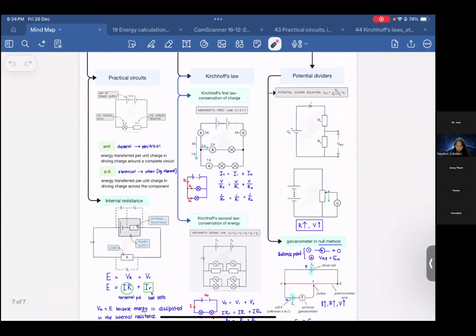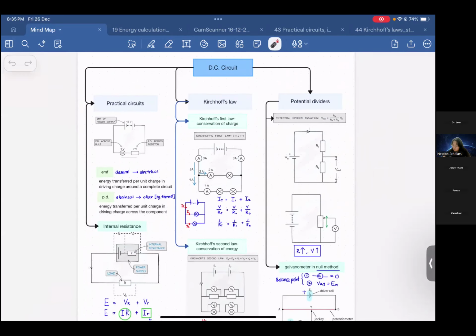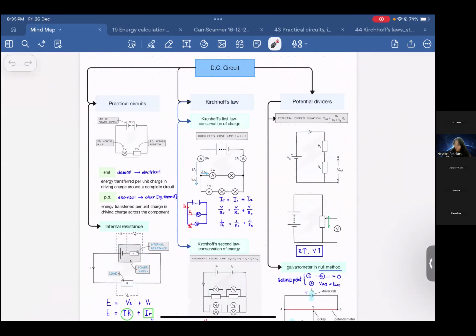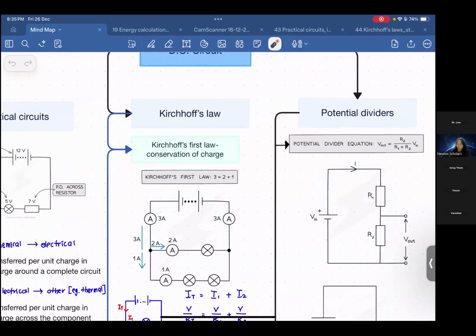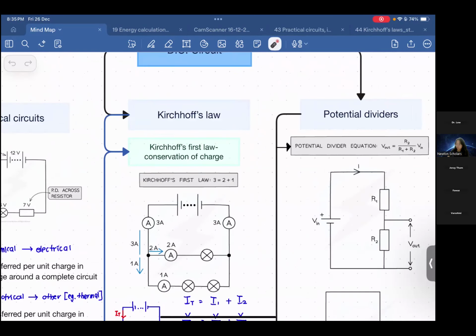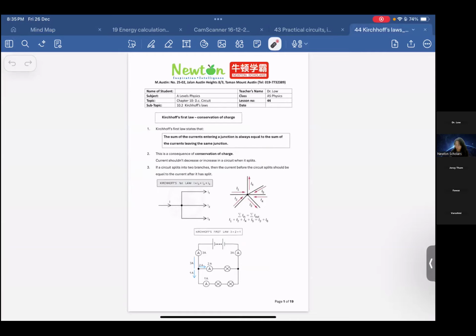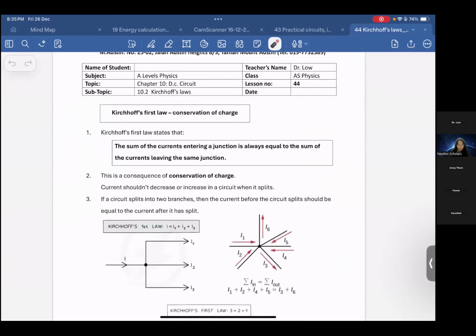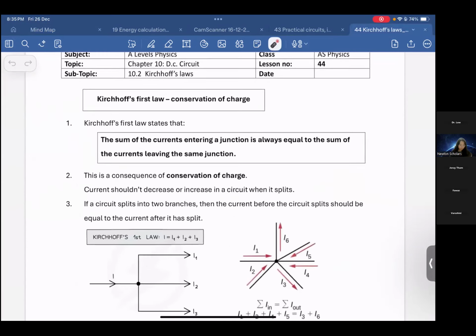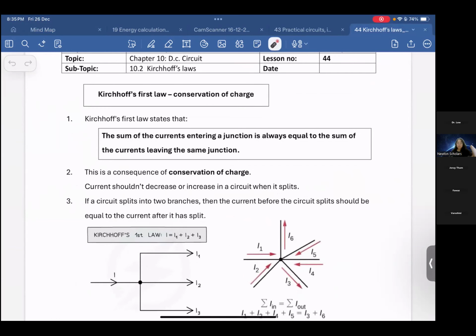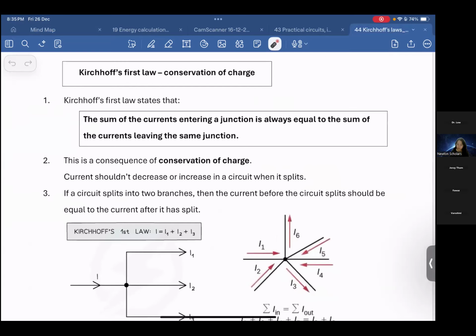So now we are going to the next lesson, next worksheet, lesson 44. Kirchhoff's law. Okay, Kirchhoff's law. We got two. So if no problems, we come to here. Lesson 44. Okay, is it okay? Okay, Fatima, okay, everyone. Okay, good job.